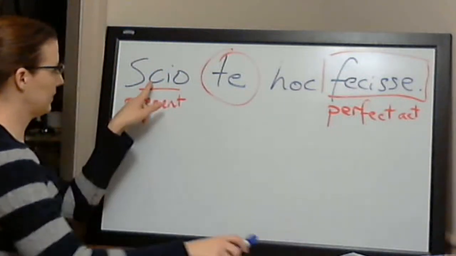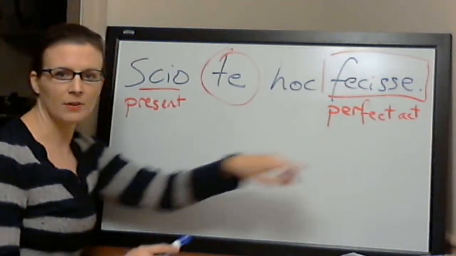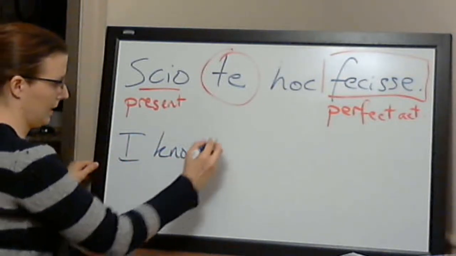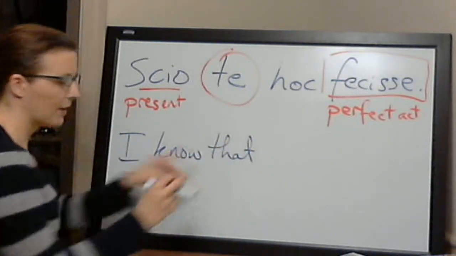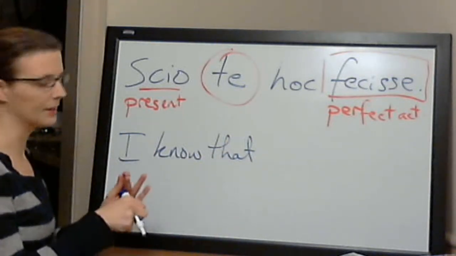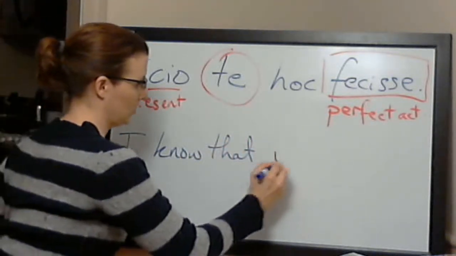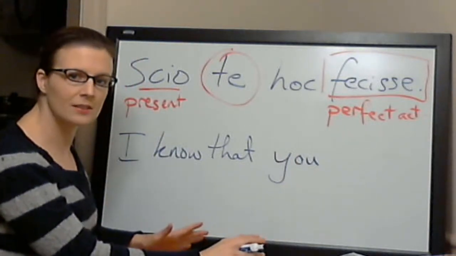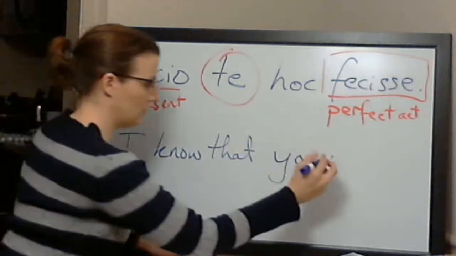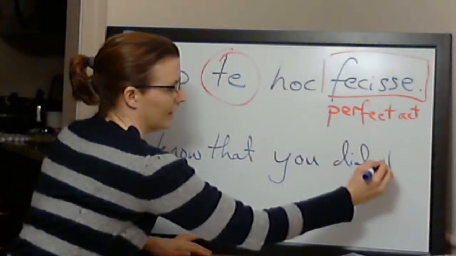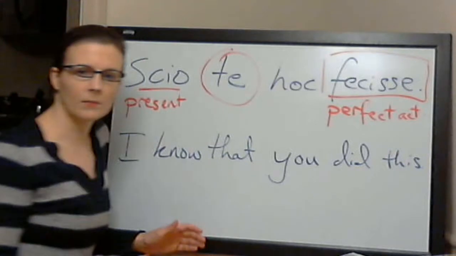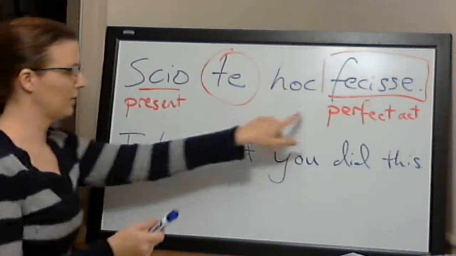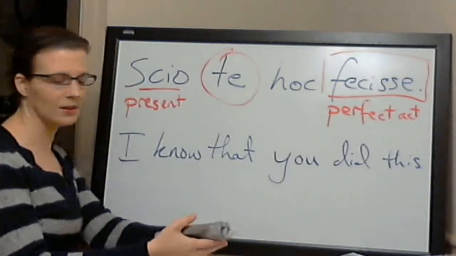So since this is present tense, this gets to stay like a perfect tense. So it translates as I know that. Remember, we have to add the word that. Latin doesn't have that in there. I know that you, and now since this is perfect active, we just need a past tense translation. I know that you did this. Straightforward. Because this is present tense, this gets to stay the perfect tense that it is.